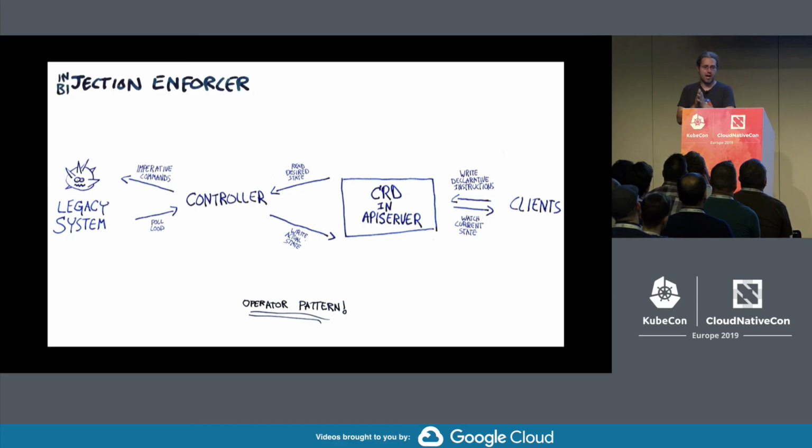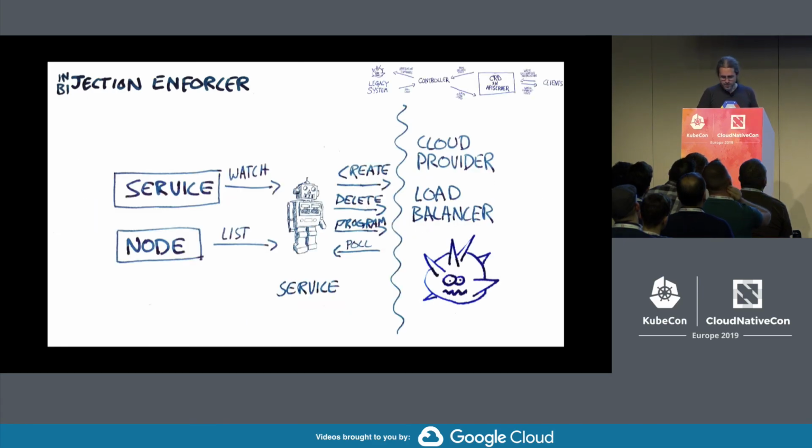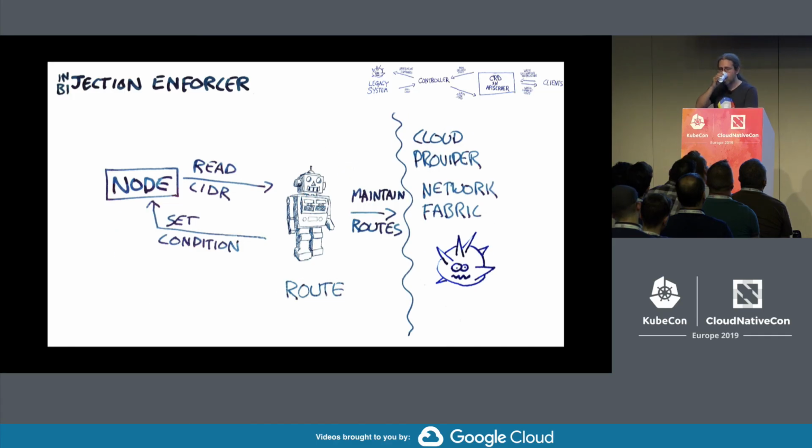This is the operator pattern. You may recognize it from one of my previous talks. And this is the canonical way of bridging a legacy system and providing an interface that works natively with Kubernetes API clients. And we actually have some controllers that are essentially this. The first one is the service controller, which allocates and updates load balancers. The route controller programs the network fabric in the cloud provider.